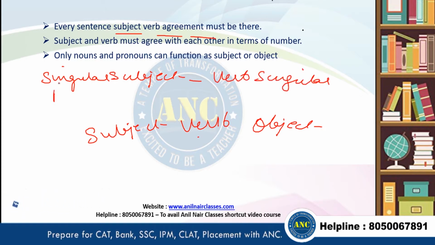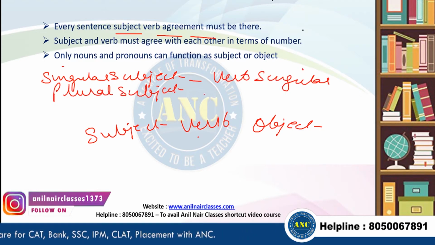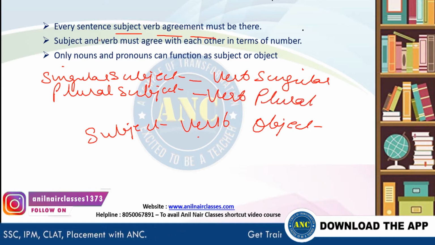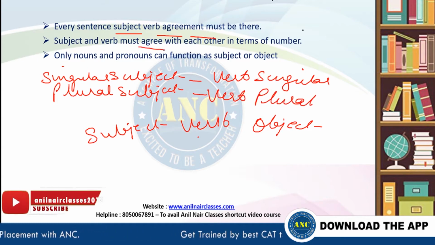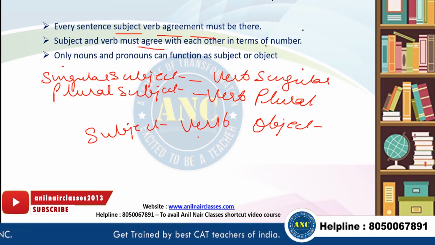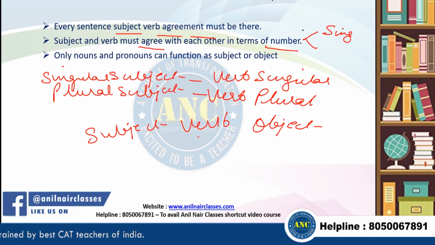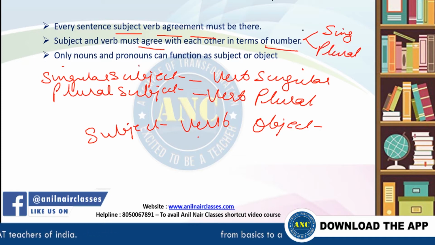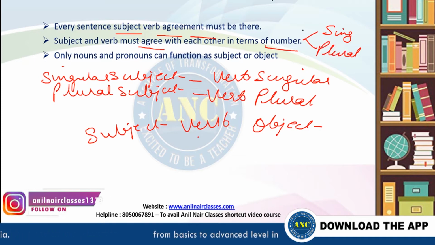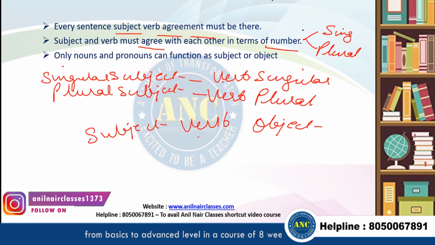If you have a plural subject, the verb will be plural, right? That means the subject and the verb must agree with each other in number. When I say number, number means singular and plural form. So if you have a singular subject, the verb will be singular. If you have a plural subject, the verb will be plural.